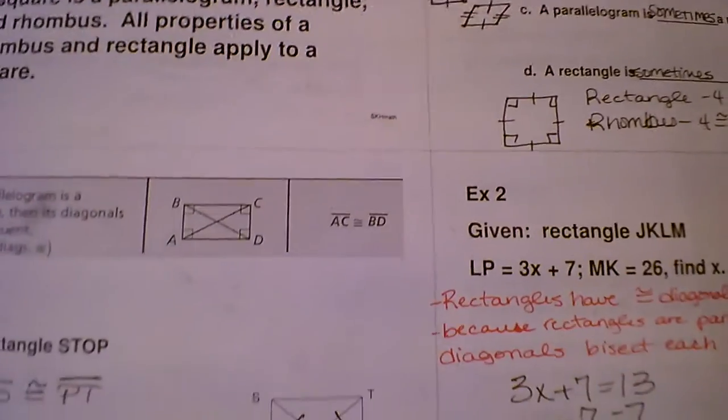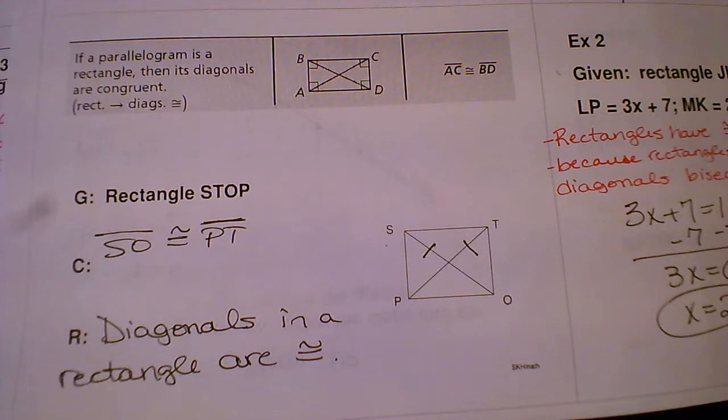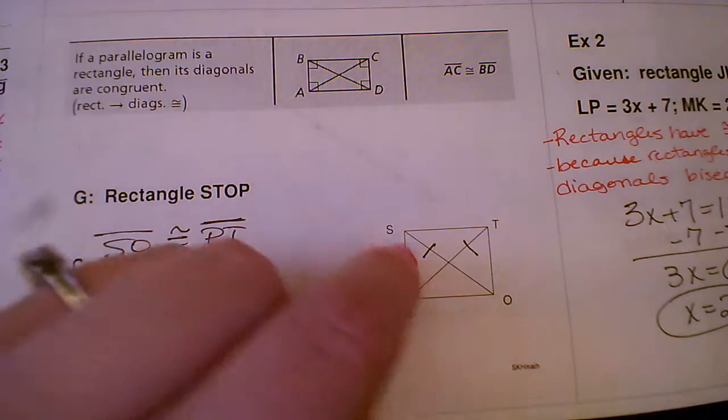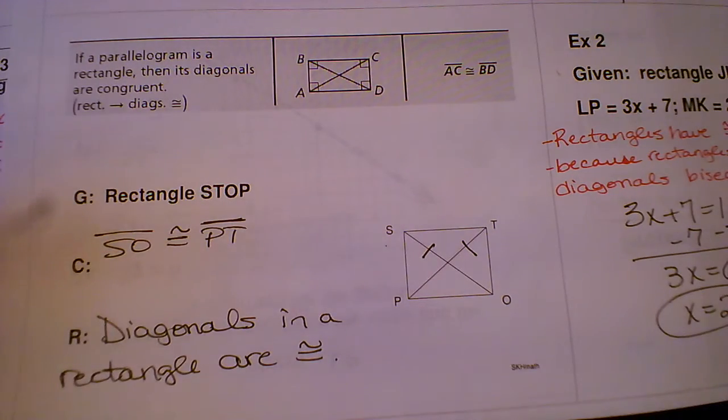Now, we have some additional properties that we're going to add to this. A parallelogram that's a rectangle has an additional property on its diagonals. The diagonals in a rectangle are equal. So here we have SO and TP. They're going to have equal measure.